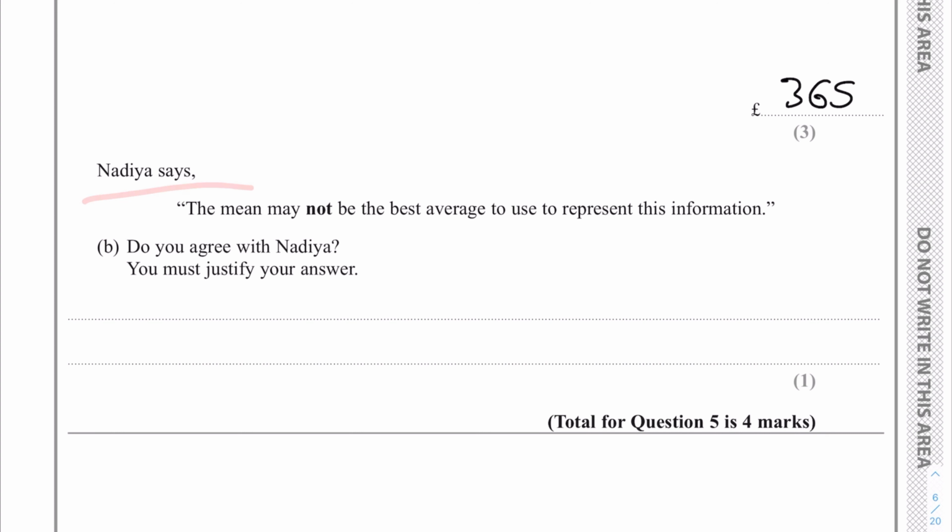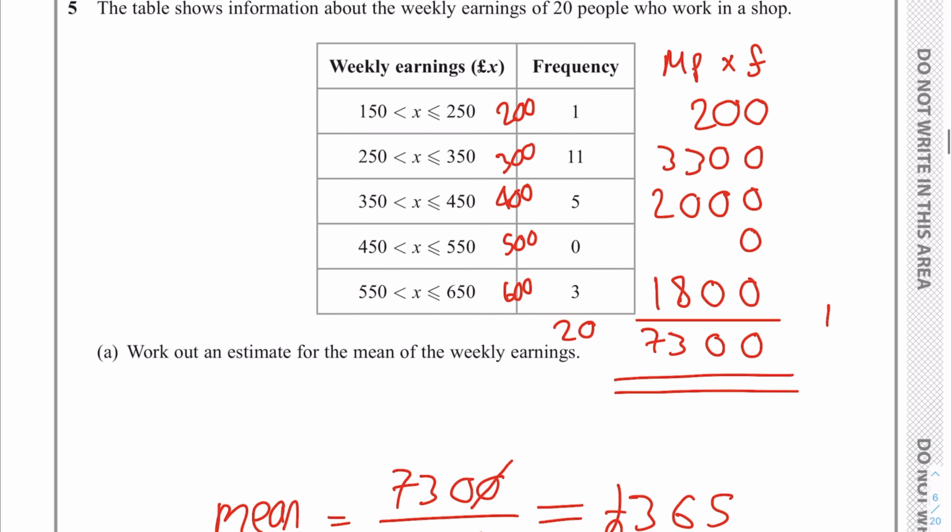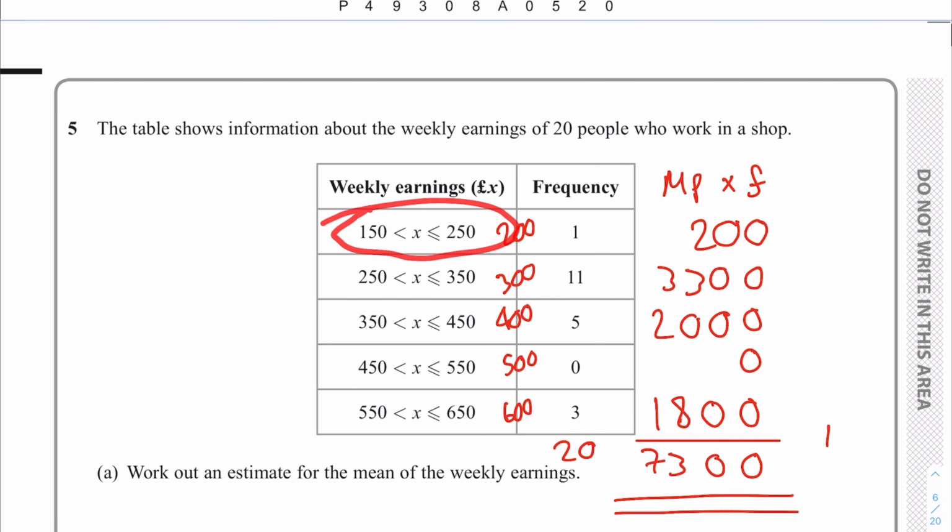Nadia says the mean may not be the best average to use to represent this information, and then it asks us, do we agree with her? And we must justify our answer. Remember what I said before, right? We have a range of values, therefore we think that the best estimate is going to be the midpoint. Now the problem with that is that, look, one person has a weekly income between 150 and 250, and we've decided to say, yeah, his weekly income is 200.